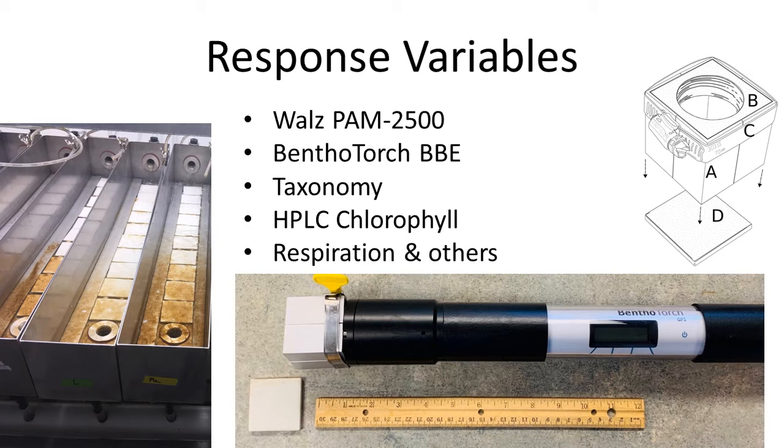Now, in these toxic algal bloom experiments, we measured many endpoints, including physiological endpoints using a pulse amplitude modulated fluorimeter, coarse taxonomy using a benthotorch, and traditional taxonomy under a microscope, as well as other endpoints. But really, I'm just going to focus on the coarse taxonomy endpoints. It's really easy to see those results.